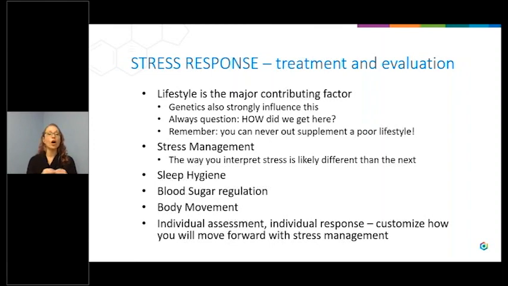One of the questions that we always want to ask when we're evaluating stress and a stress response: how did we get here? How are you managing your day-to-day? Are you sleeping? What is your diet? How did we get here? And remember, you can never out-supplement a poor lifestyle. I've had patients come back to me and say, my supplements aren't working.